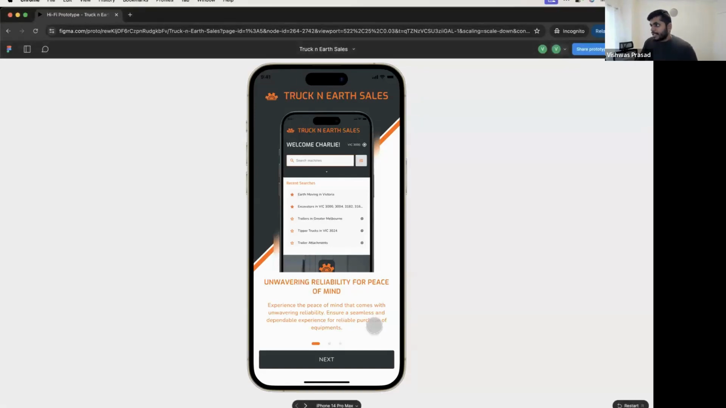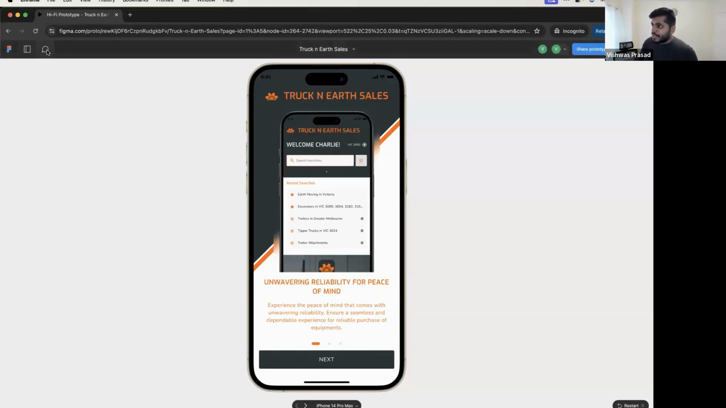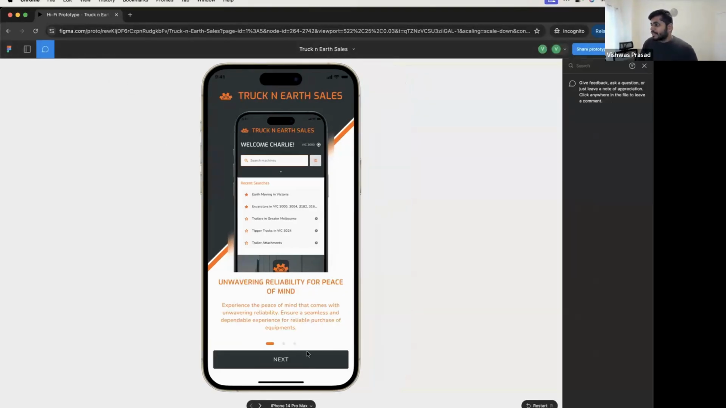Say, for example, I'm a startup founder and I want to change this copy so that the marketing team uses the right language. I can just go here, click on the link here and say, instead of "unwavering reliability for peace of mind," let's just say "easy to use and quick turnaround" or something like that, right?